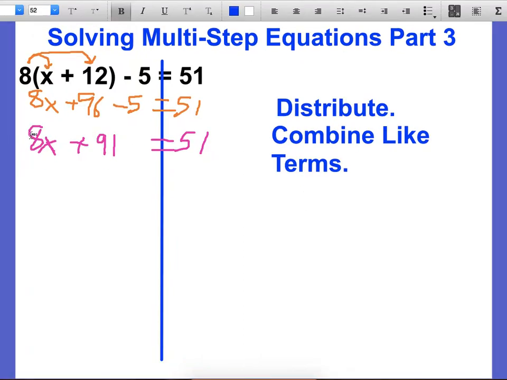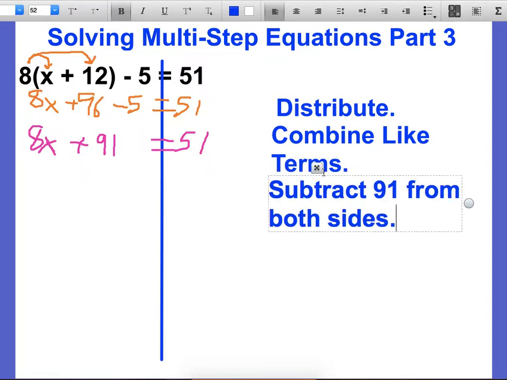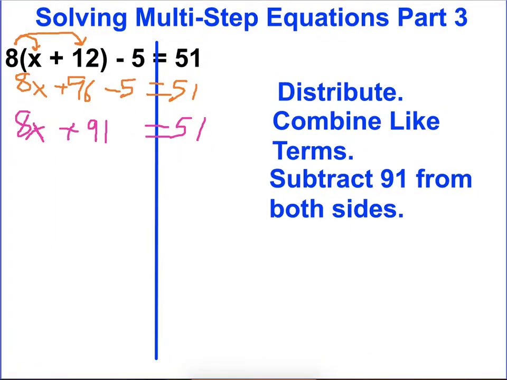Now look at this closely. Now I have a two-step equation. Here's my x's, here's constants, and then here's a constant by itself on the other side. So the opposite of plus 91, I'm going to subtract 91 from both sides. And we'll go ahead and write that down and do that. Minus 91. Minus 91.